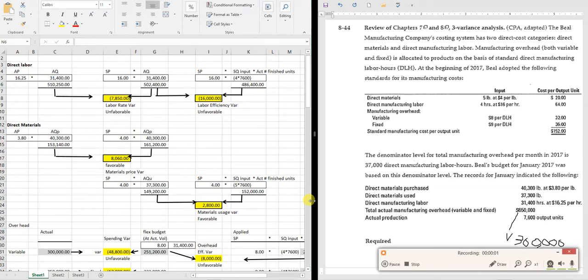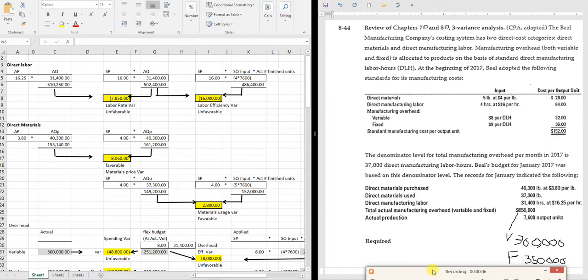Okay, so I'm going to go through this problem. And you can print this off. I've uploaded both the problem and the solution to Moodle, so I'd encourage you to print it off before we go through it so you can make some notes.